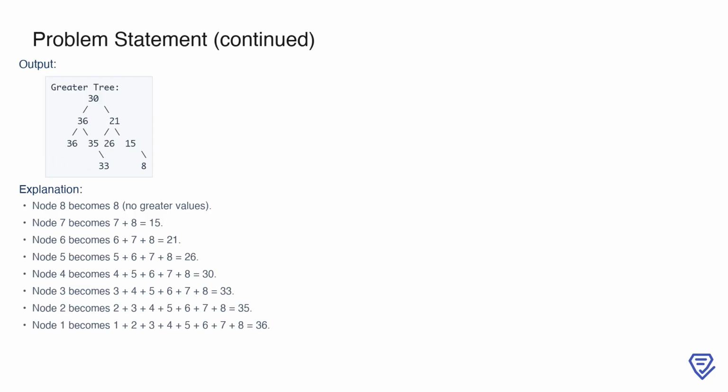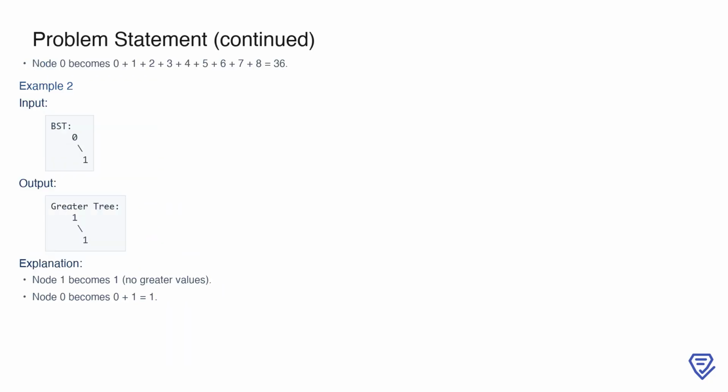Here, we have an example to better understand the transformation. The original BST is shown on the left, and the resulting greater tree is on the right. Notice how each node's value changes. For instance, the leaf node with the value 8 remains 8, since there are no greater values. On the other hand, the node with value 7 becomes 15 after adding 8 to it. Similarly, the root node 4 becomes 30, as its new value accounts for all the nodes with values greater than 4.